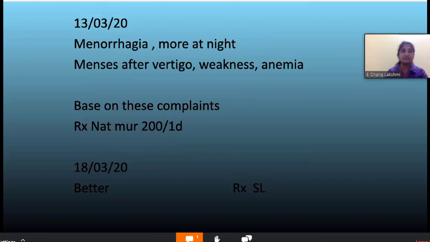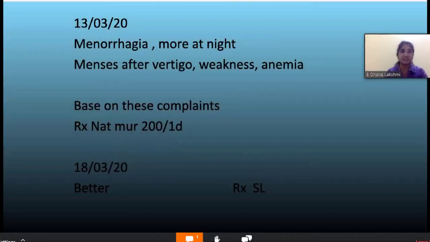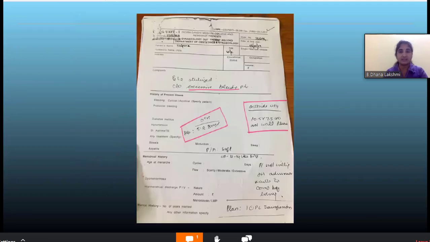And there were certain changes in characteristics which are not put up here. I worked it out based on BBCR, and I gave Natrum 200. So this is just there.